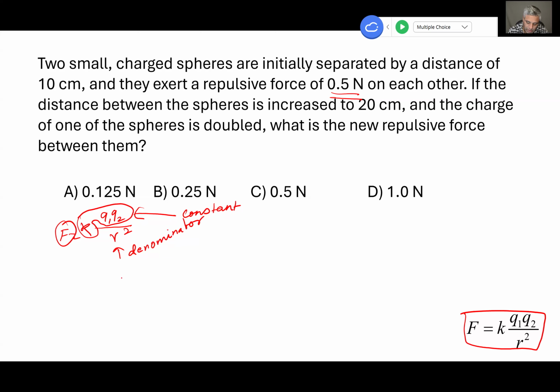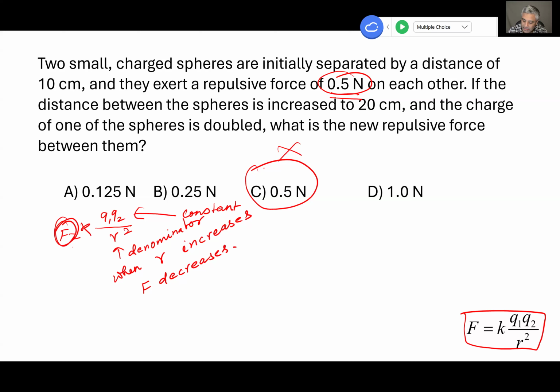So that means when R increases, what happens to the F? See, they have an inverse relation. F is in the numerator on one side, and R is in the denominator on the other. So they have what we call an inverse relationship. When R increases, F decreases. Just knowing that, you can eliminate options. For example, this was 0.5, so it cannot be 0.5, and it cannot be 1 Newton. It has to decrease. So it has to be either this or that.